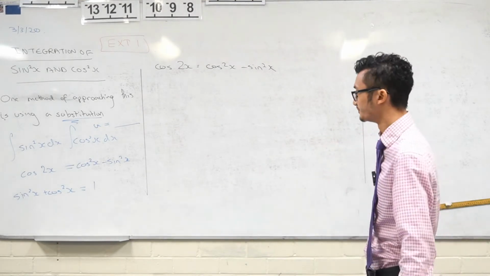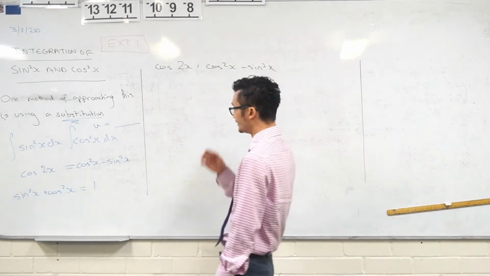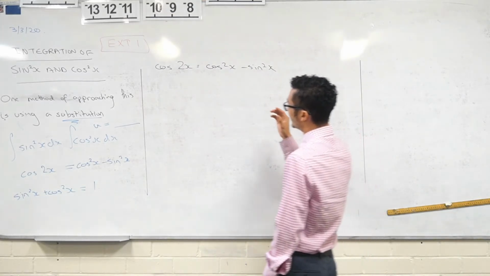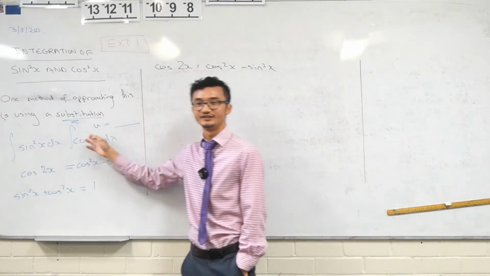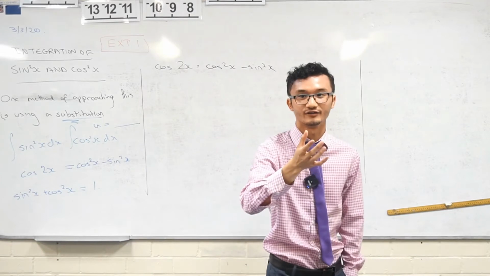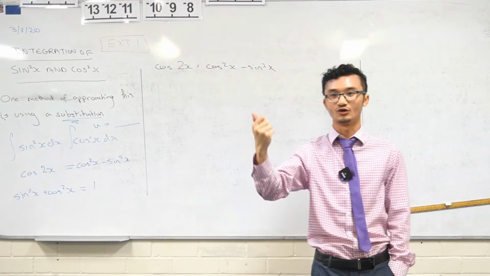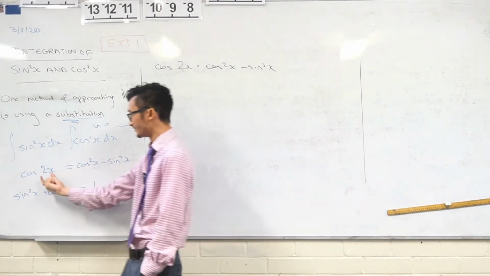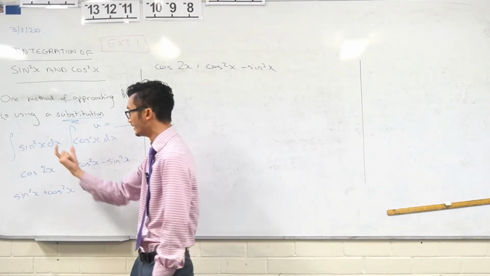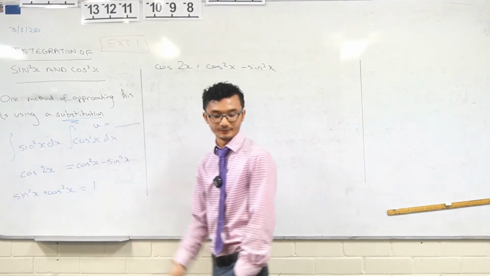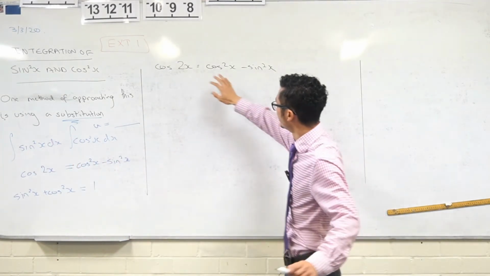Why is this useful? Well, I want to rewrite these two expressions as something that I know how to integrate already. We've already looked at integration of the normal trig functions like sine and cos. It doesn't matter if there's something different inside the brackets, we know how to deal with that. Something like this, though, I don't really know how to deal with. So I'm going to write this here.